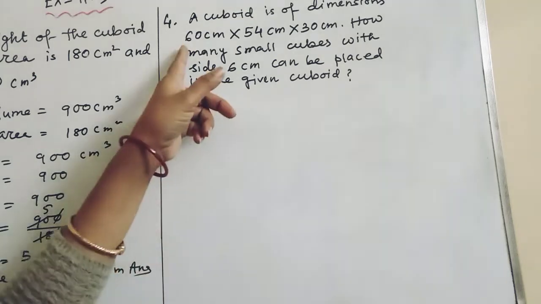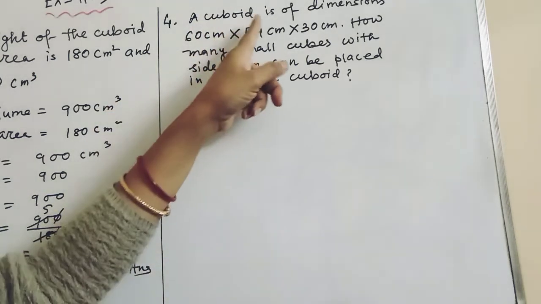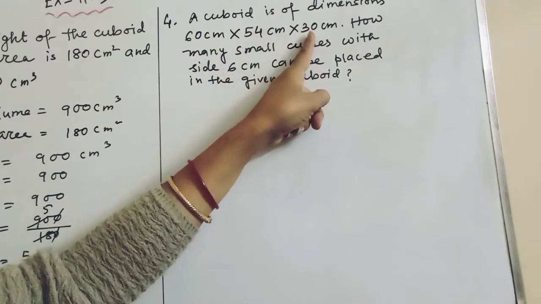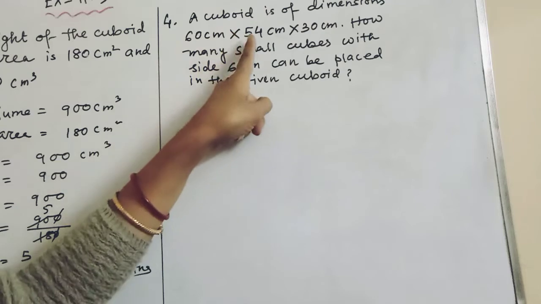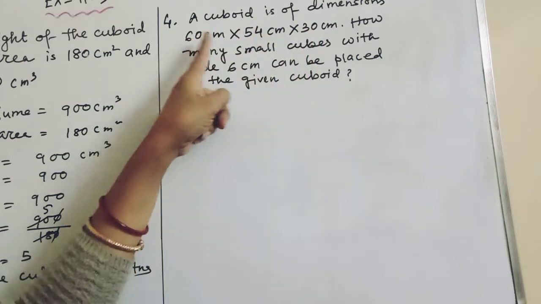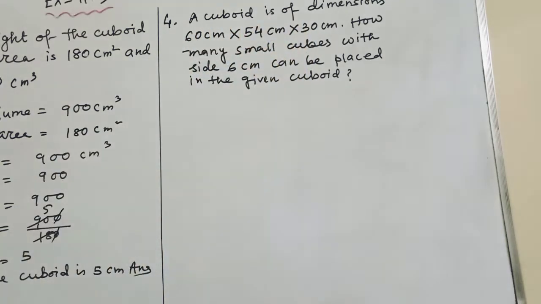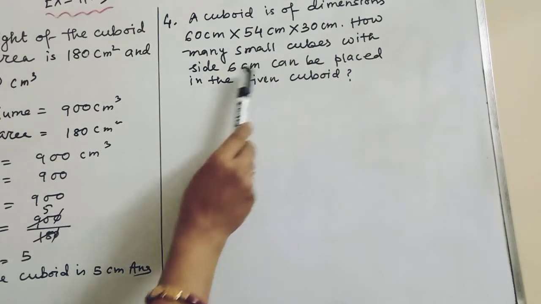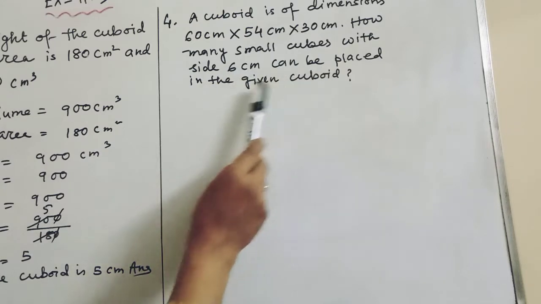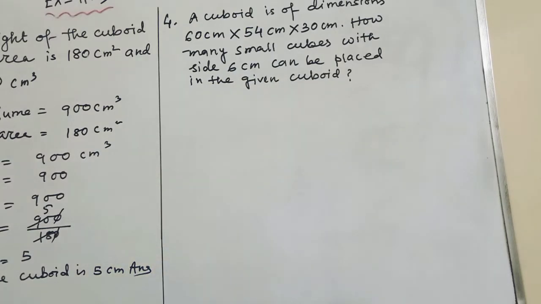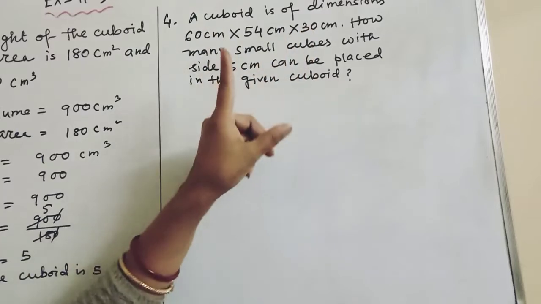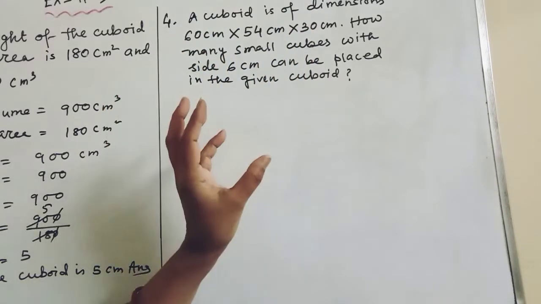Now question number 4. In this question, a cuboid is of dimension 60 into 54 into 30 centimeter cube. That is 60 centimeter, 54 centimeter and 30 centimeter, which means length, breadth and height are given. How many small cubes with side 6 centimeter can be placed in the given cuboid? So a cuboid is given, whose dimensions are also given: length, breadth and height. That means you can easily find out the volume of the cuboid.